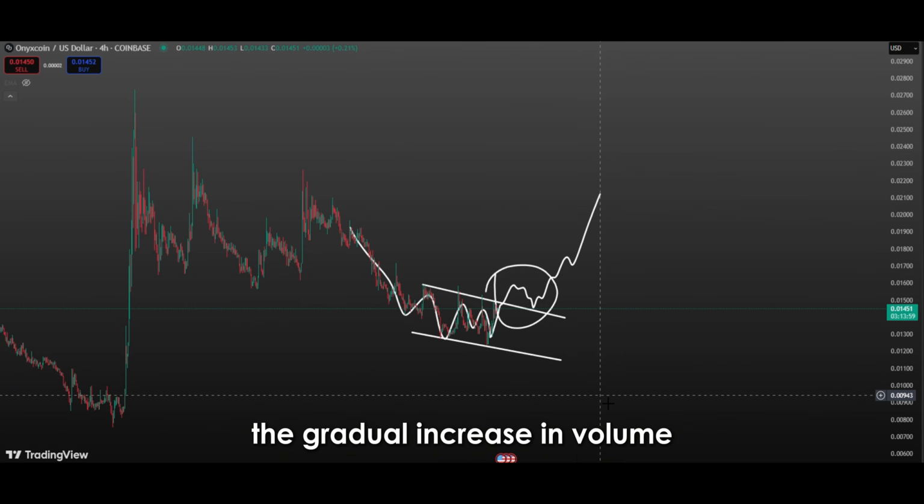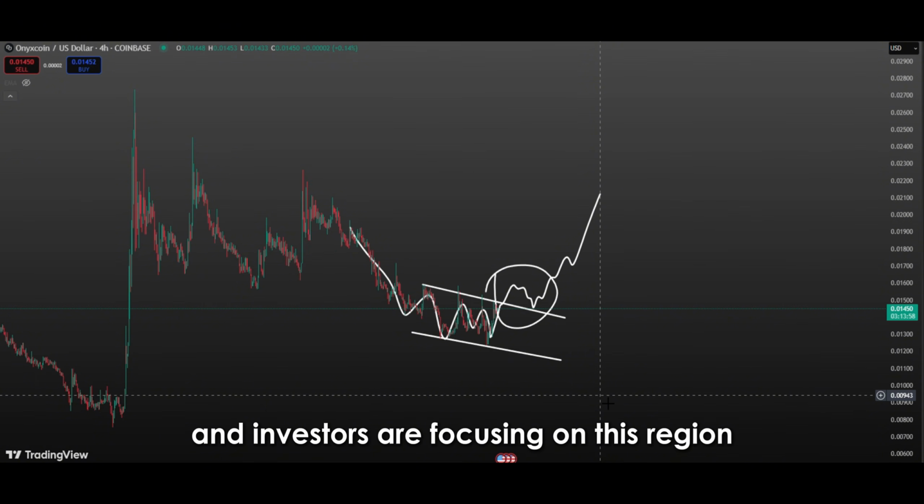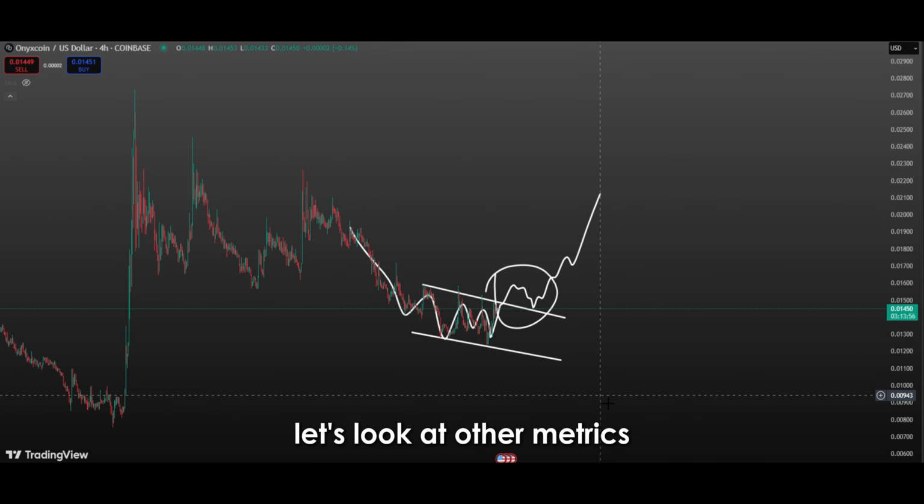The gradual increase in volume may indicate that the breakout is about to come, and investors are focusing on this region. But we cannot decide the analysis only with the pattern. Let's look at other metrics.